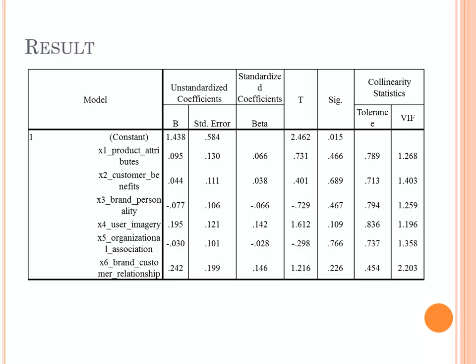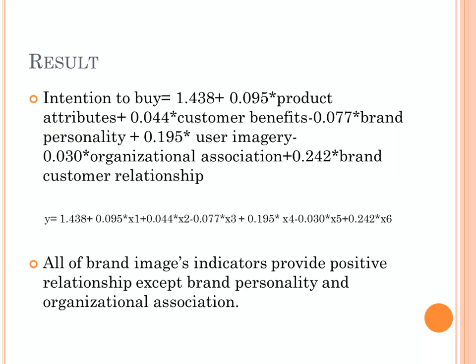This is the result of the constant in the equation. The result is y equals 1.438 plus 0.095 times x1 product attributes, plus 0.044 times customer benefits, minus 0.077 times brand personality, plus 0.195 times user imagery, minus 0.030 times organizational association, and plus 0.242 times brand customer relationships. All of the brand image indicators provide positive relationships except brand personality and organizational association.